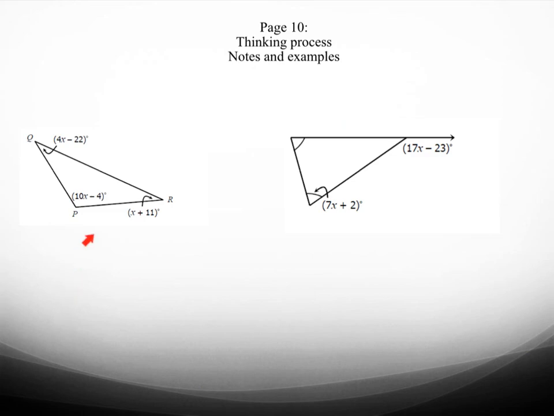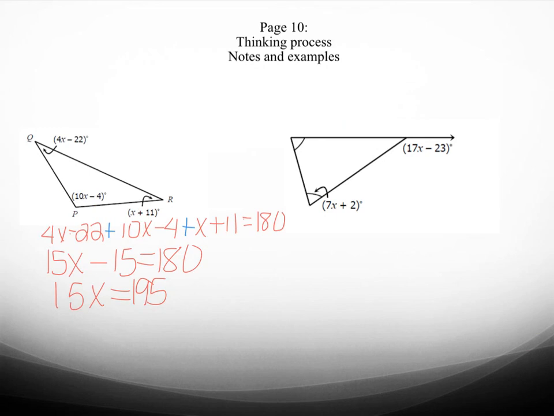So let's take a look at the triangle on the left and see what we notice. We have an expression for all the interior angles, and we know all the angles add up to 180 degrees. So we start by setting up our problem: all three of our angles set equal to 180 degrees. Next, we combine like terms. We get 15x is equal to 195. We divide both sides by 15, and x is equal to 13. We could plug it back in to verify that all the angles add up to 180.